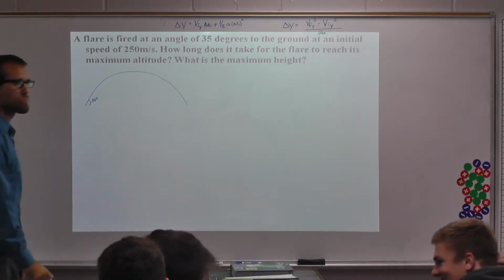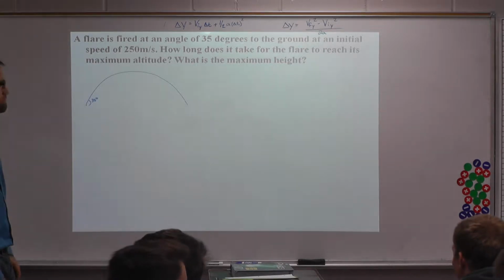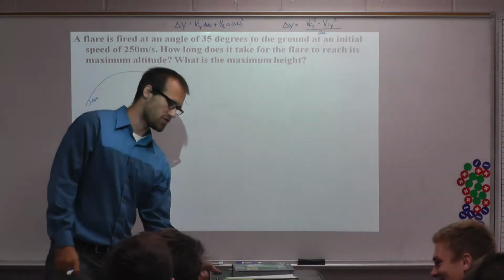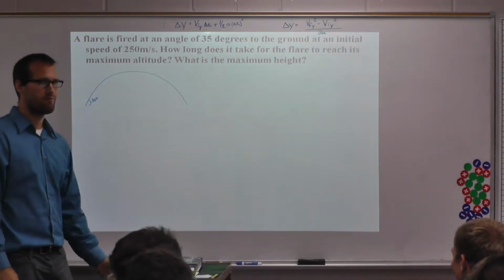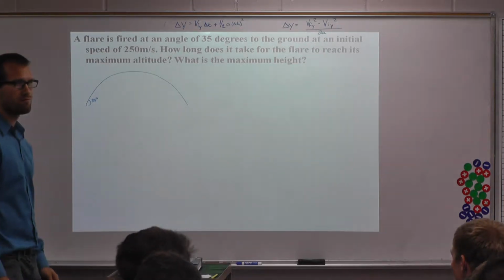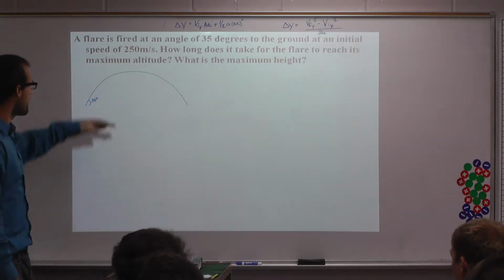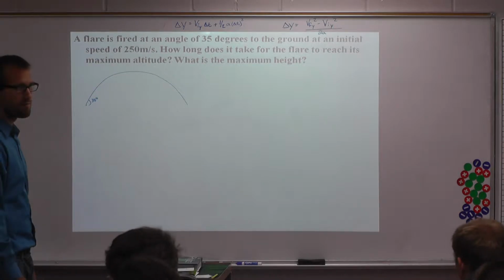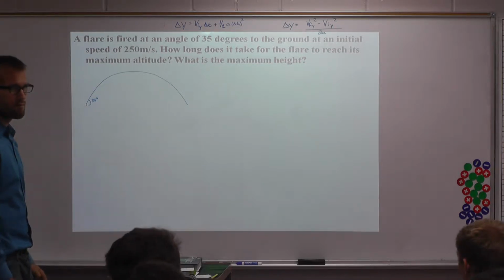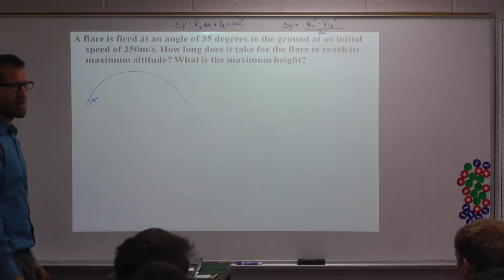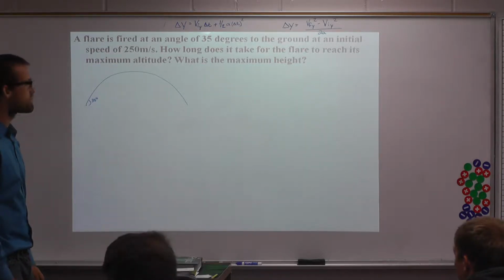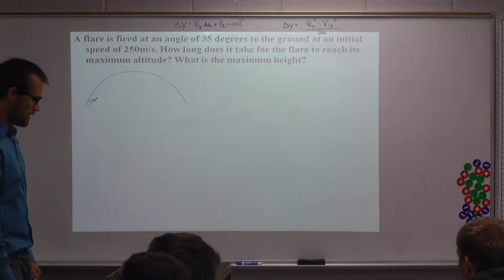So it says flare at an angle of 35 degrees to the ground. That means it's up from the ground. When it says to the ground, there's no difference, just say from the ground. It's the same thing. To the ground, from the ground, right? Now we know something.